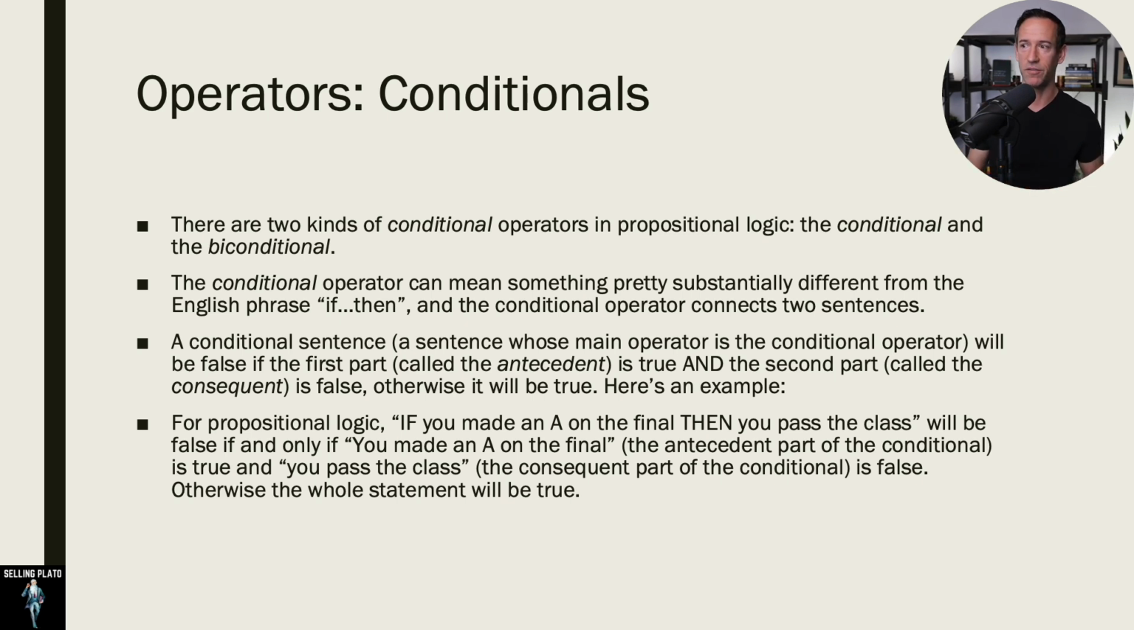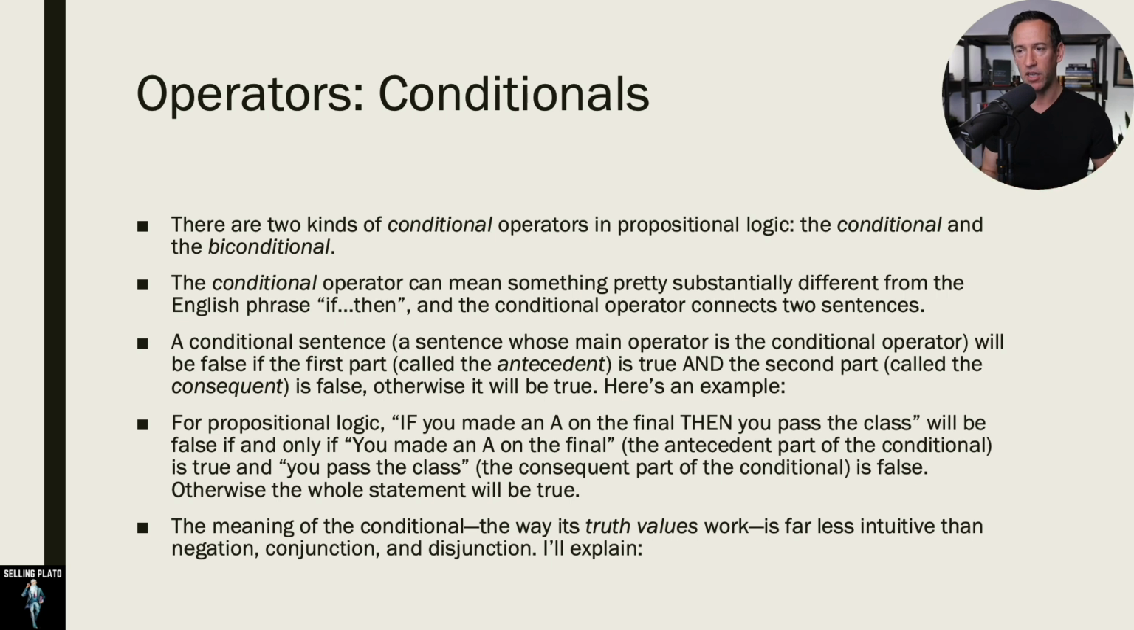All right, so I interrupted myself. For propositional logic, that conditional, if you made an A on the final, then you pass the class, is going to be false if and only if that first part, the antecedent, is true, and you pass the class, that second part, the consequent, is false. Otherwise, in any other truth value combination, the whole statement is going to be true. All right, so we're going to look at this in detail. The way that the truth values of the conditional work is far less intuitive than negation, conjunction, and disjunction. So just know that going in.